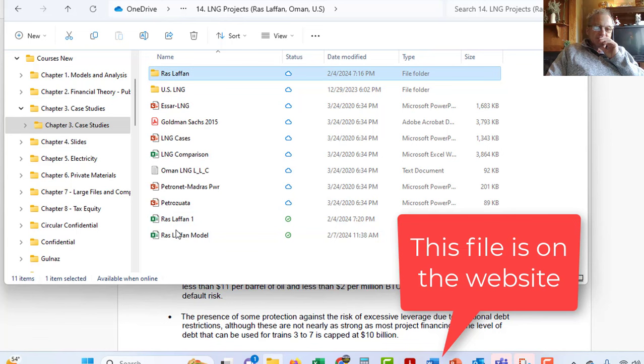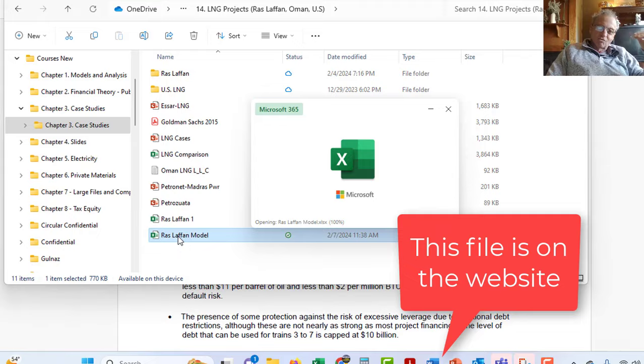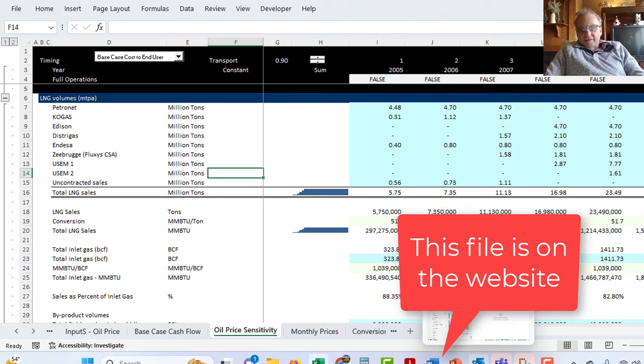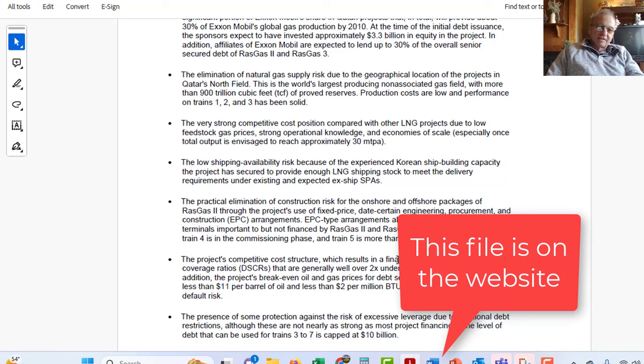Russ LeFan model. This is the one. I've got to organize this just a little bit better. In this pre-sale report, they give you a nice little model, and you don't really need much more.